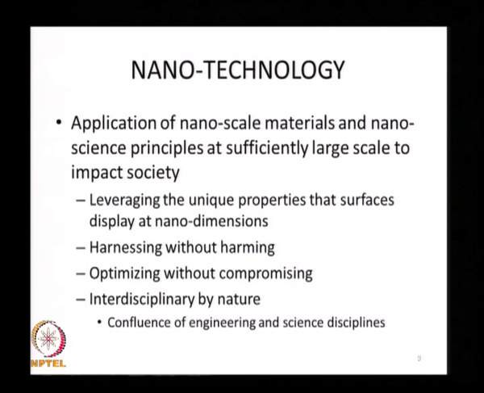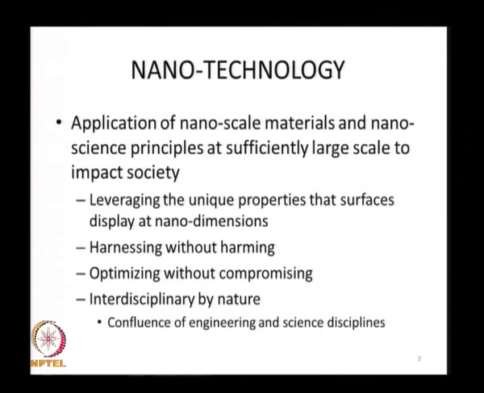It is to learn how to harness nanotechnology without harming the environment. There are many concerns about use of nanoscale materials, including their possible ecological, environmental, even human health aspects. So, when you start using nano on a large scale, you really have to start worrying about these possible consequences. So, that is part of nanotechnology.